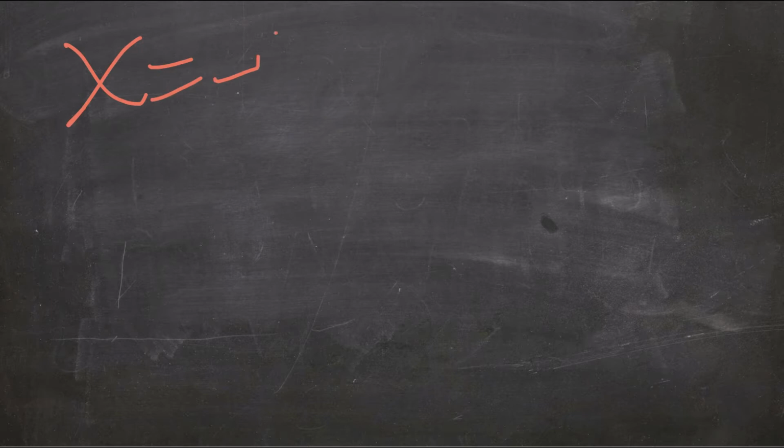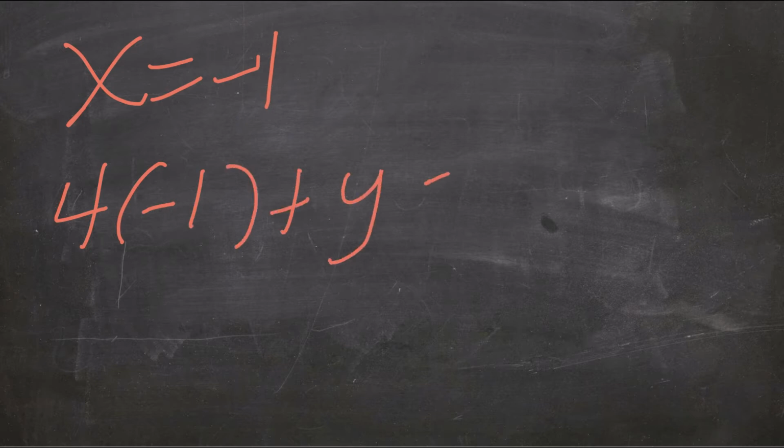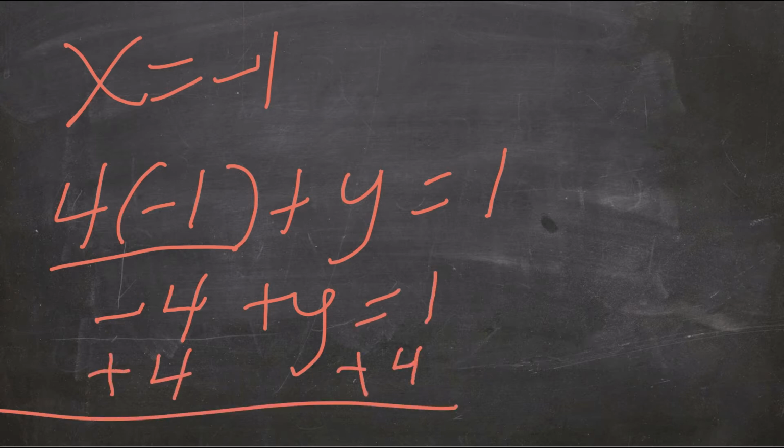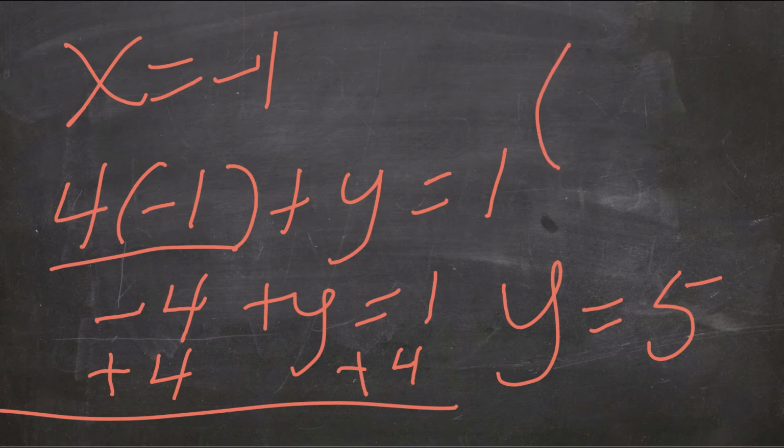So I'm going to use that second equation, 4x plus y equals 1, and substitute negative 1 in. So we get 4 times negative 1 is negative 4, plus y equals 1. Add 4 to both sides, and I get my y value of 5. Don't forget to state your answer as an ordered pair. So my final answer is negative 1, 5.